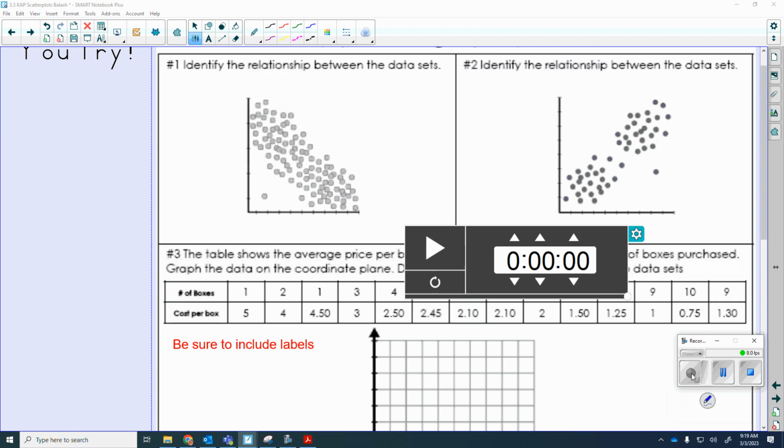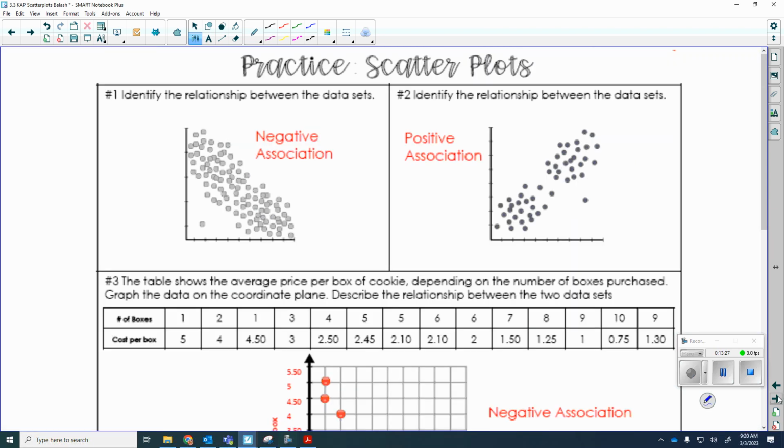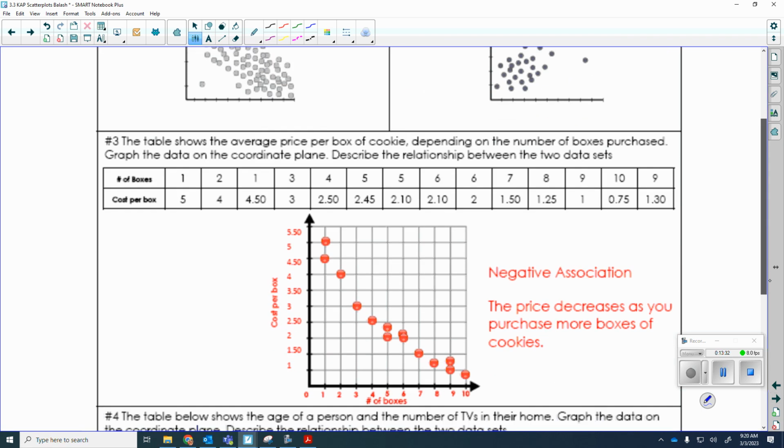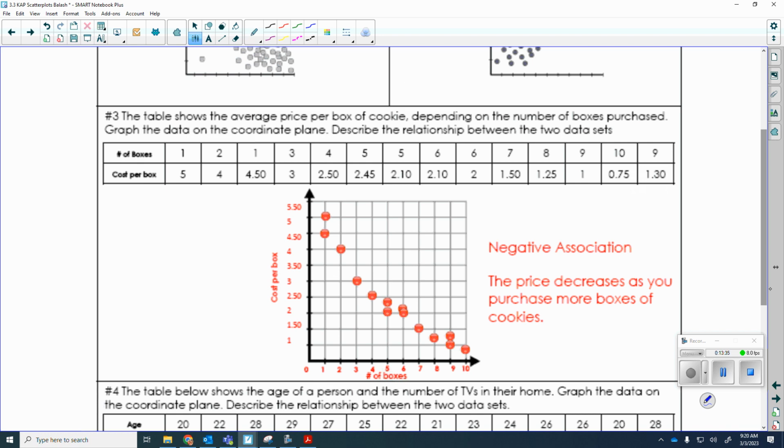Pause the video. Okay, so you should have gotten negative association, positive association at the top. On the first graph, did you say negative association, the price decreases as you purchase more boxes of cookies? That's kind of like what Easton said, right? Sometimes the more you buy, the cheaper it is. Did somebody say something different than that? Some of y'all didn't say anything at all except that it was negative. When it says describe the relationship between the data sets, it's not just looking for positive, negative, it wants some kind of a description.